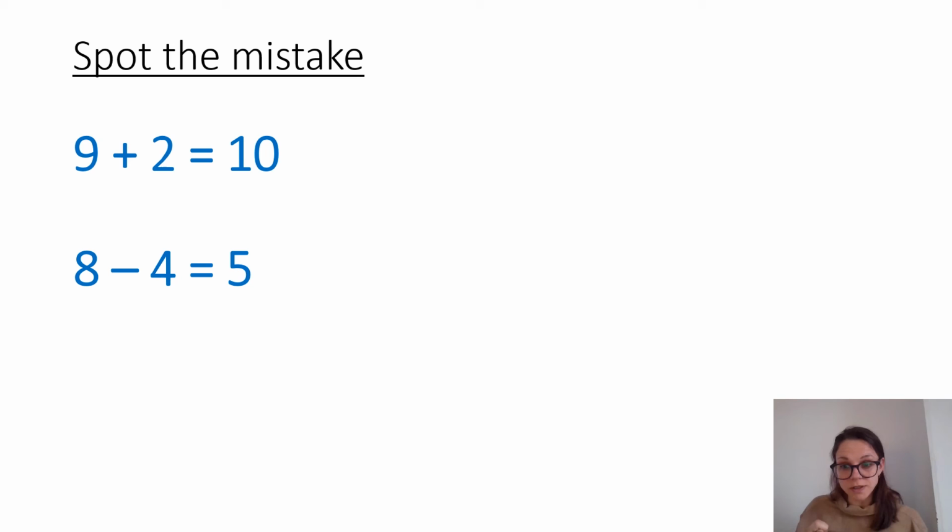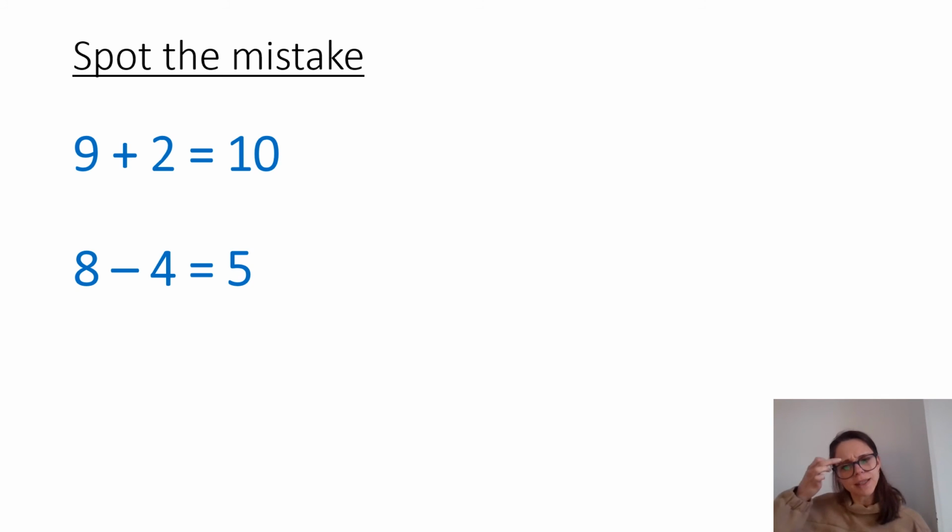Thinking about your number bonds, there's some slight mistakes in these questions. Can you see them? What mistake do you think somebody's made? Well, if we have a look at the first question, it says 9 add 2 is 10. How do we know that that must be wrong? What fact do you know that can help you? I know that 9 add 1 is 10. That's one of my number bonds. So if 9 add 1 is 10, 9 add 2 must be one more than 10, 11.